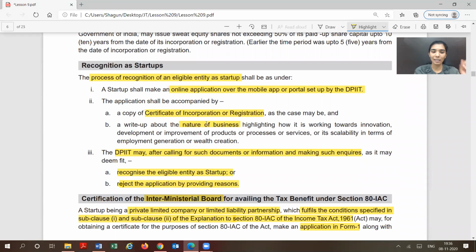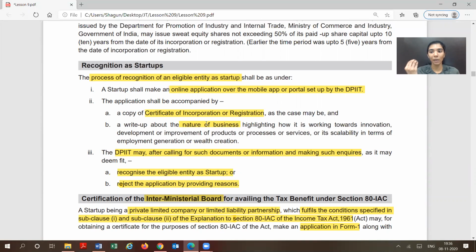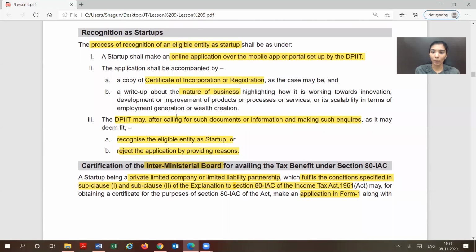And since, as discussed earlier, it has to be a company, partnership firm or LLP, you have to submit your certificate of incorporation or registration there. And also because you have to be involved in innovation, development of processes, etc., you have to give a write-up about the nature of business. Then if they find your business proper and eligible for startup, they will either accept your application or reject it.